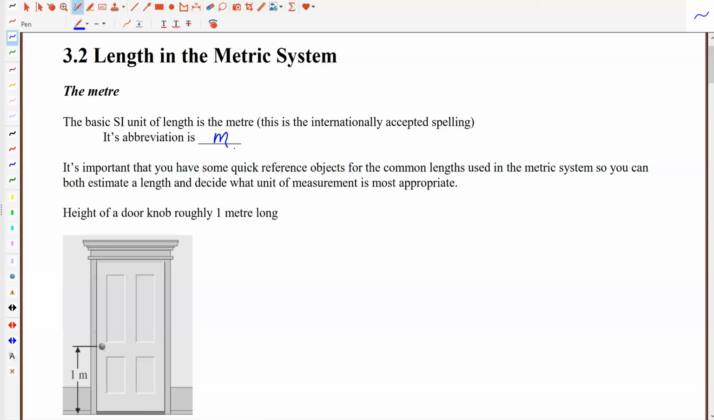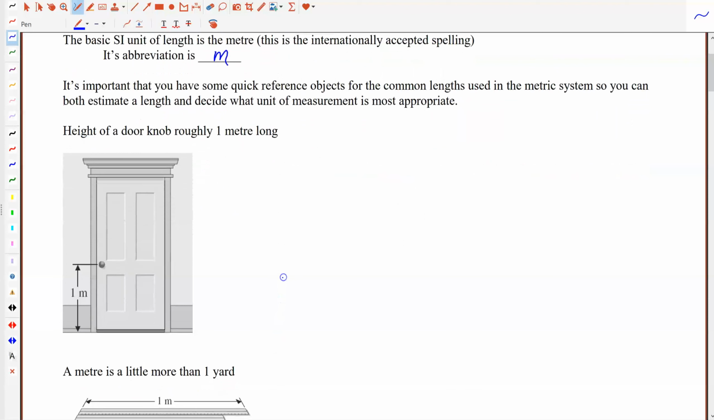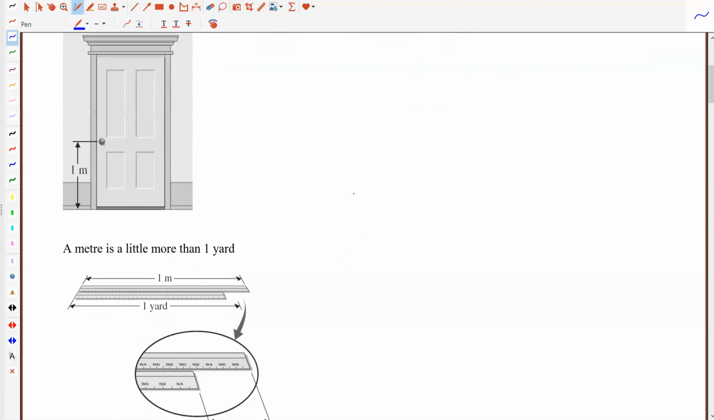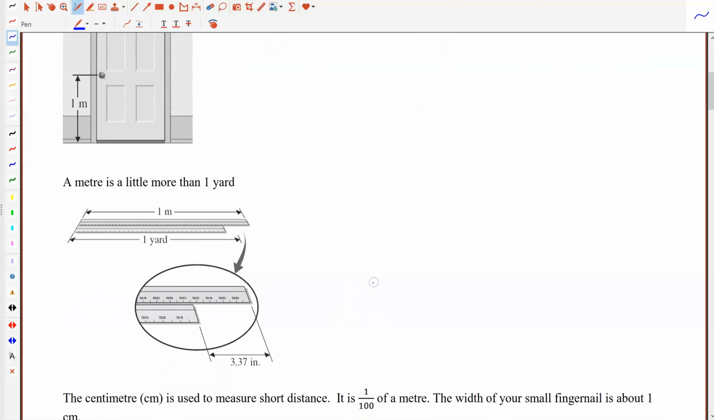So one of the quick reference objects that I use when I think about the meter is the height of a doorknob from the floor, which is about 1 meter high. All right, so that's the distance for a meter. In comparison with the U.S. customary system, a meter is a little bit longer than a yard. Specifically, a meter is about 3 inches longer than a yard. So if you've seen a meter stick and a yard stick, they're about the same length. The meter stick is just a little bit longer.